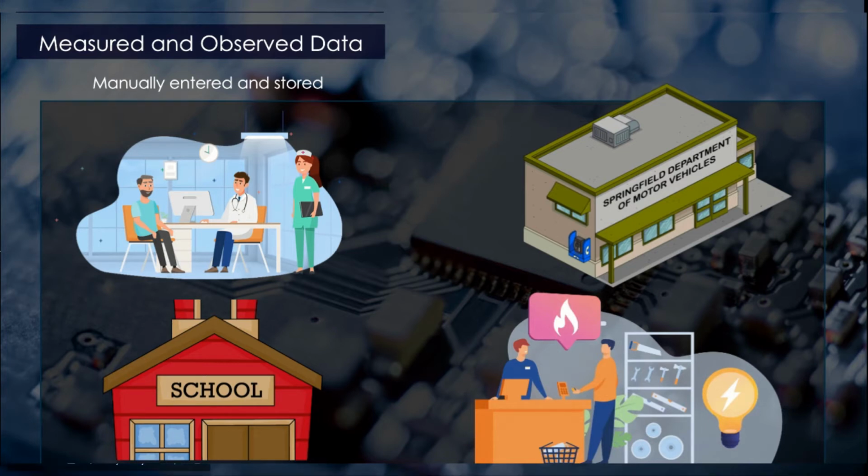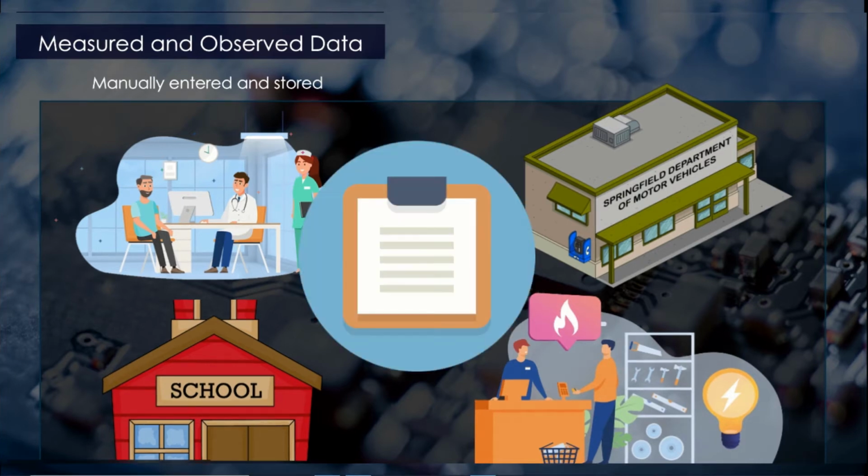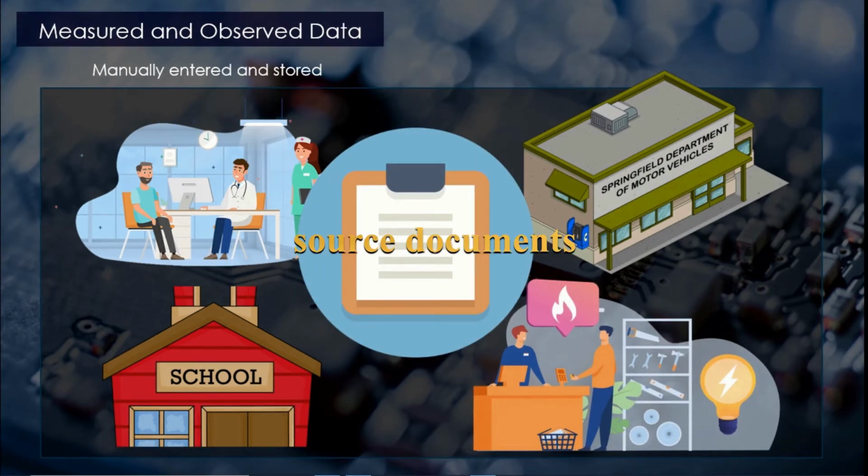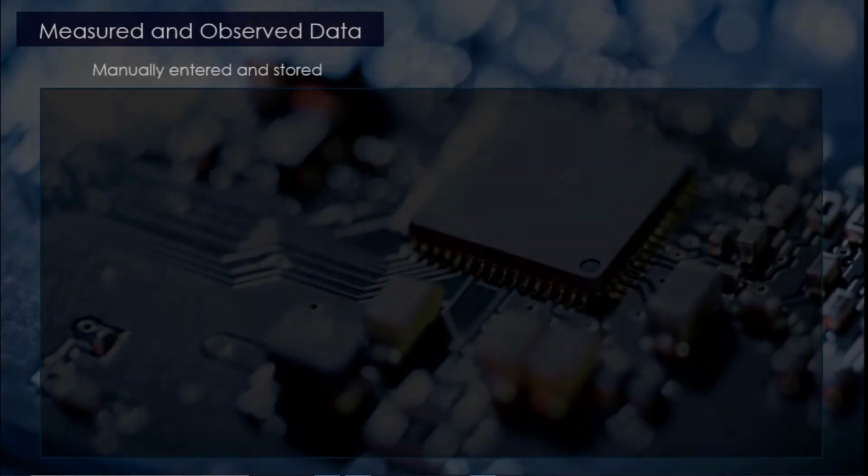To enter data manually into an information system, it has to be first entered into some form of paper-based document. This document is referred to as the source document. The source document is important as it can be used later on to verify the data after it is entered into a system.